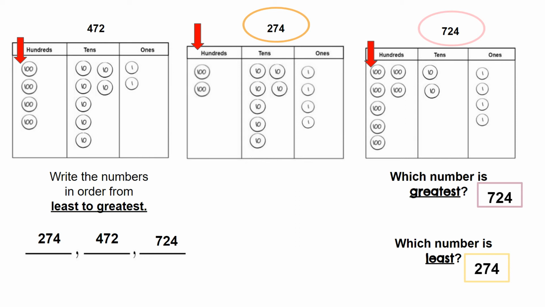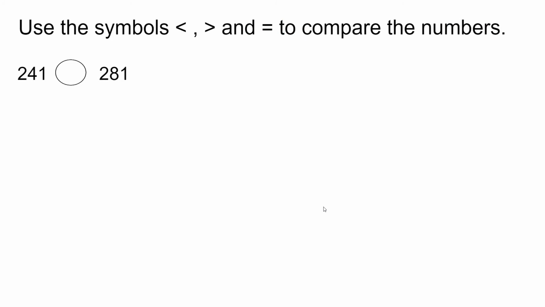Remember, we can compare numbers by looking at the units starting at the largest unit. That is 100. All right? Now let's do some more practice. Let's read this together. It says here, use the symbols less than, greater than, and equal to compare the numbers. Now we have here 241 and 281. We're comparing 241 to 281. The circle here in the middle, we're going to write the symbols that make this statement true. All right, let's do this.